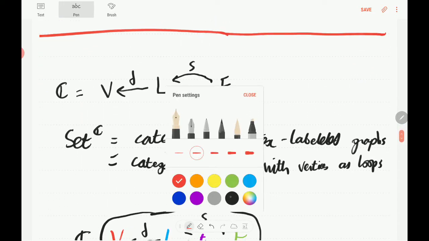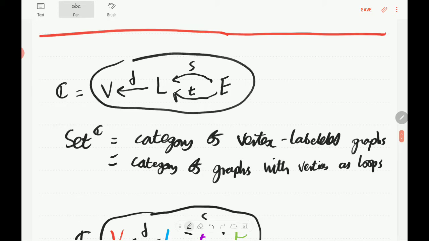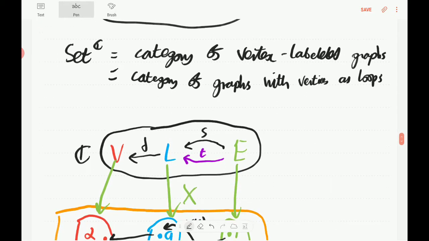Okay, so onwards then. Here's another one of these kinds of cases. What if C is this category here, which has three objects? It has objects V, L, and E, and then there are arrows S and T from E to L, and also an arrow D from L to V. Well, there are a couple of ways we can think of set to the power of C in this case. We could think of it as a category of vertex labeled graphs, or a category of graphs with vertices as loops. I'll explain this in a moment.